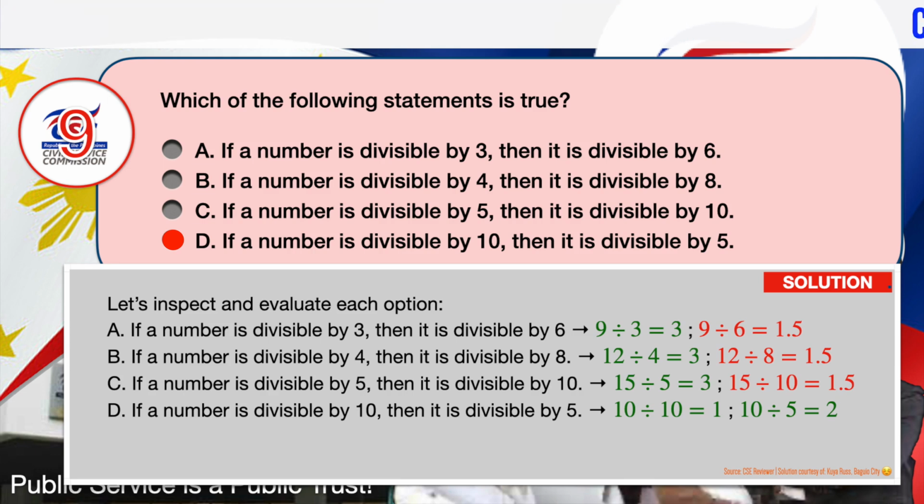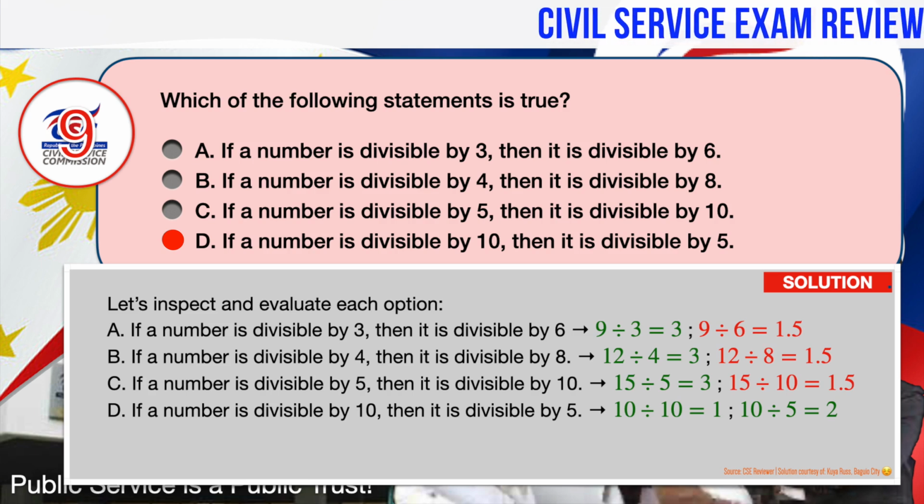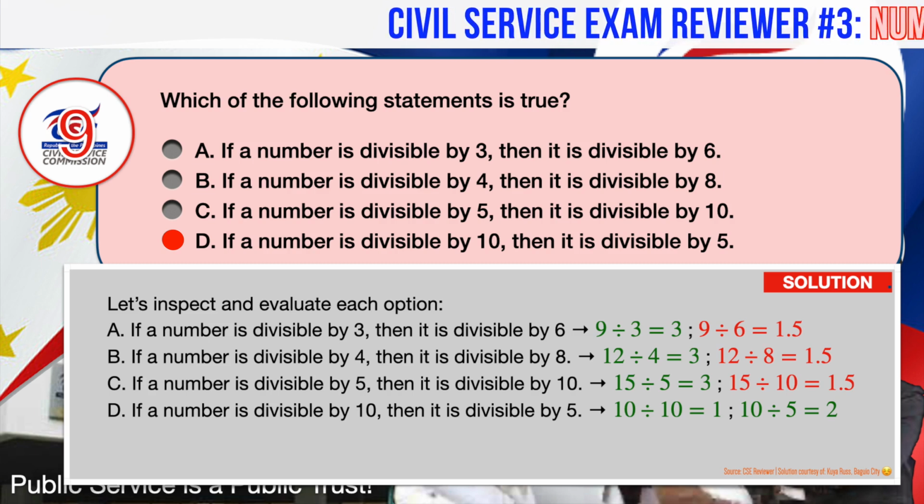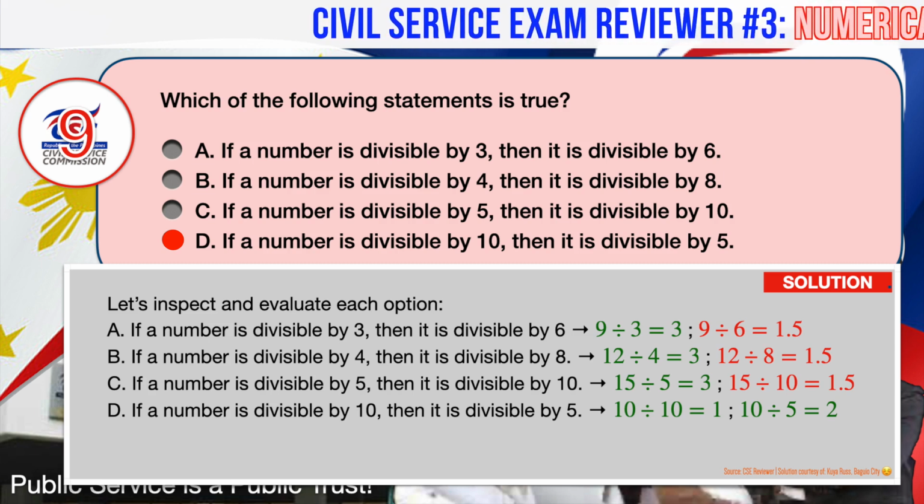Let's take the number 9 as an example. 9 is divisible by 3, but not by 6. Therefore A is not true. Answer choice B. If a number is divisible by 4, then it is divisible by 8. Let's use number 12 for this illustration. 12 is divisible by 4 but not by 8. Therefore B is also not true.